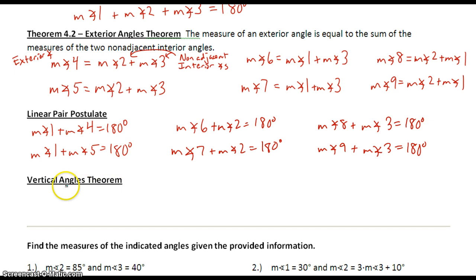I also have some vertical angles in my picture. Angle 4 is vertical to angle 5, so they are equal to each other. Their measures are equal. Angle 6 and angle 7 are vertical, so their measures are equal. And angle 8 and angle 9 are vertical, so their measures are equal.